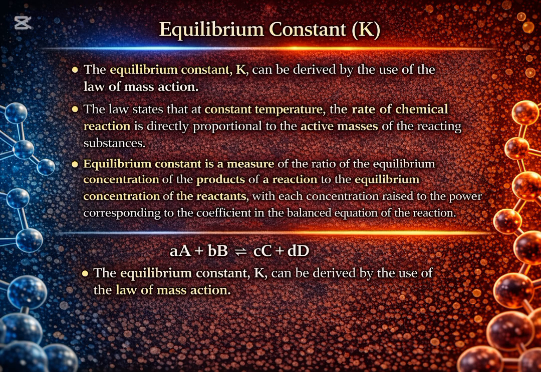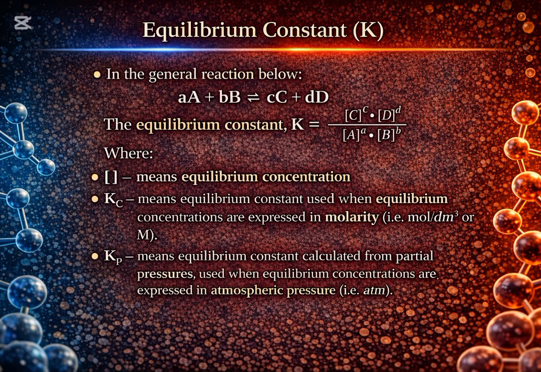Equilibrium constant is a measure of the ratio of the equilibrium concentration of the products of a reaction to the equilibrium concentration of the reactant, with each concentration raised to the power corresponding to the coefficient in the balanced equation of the reaction. Now that definition explains the fact that the equilibrium constant is equal to the product over the reactant. So we can see from that formula, in the general form reaction below, small a A plus small b B to produce small c C plus small d D.